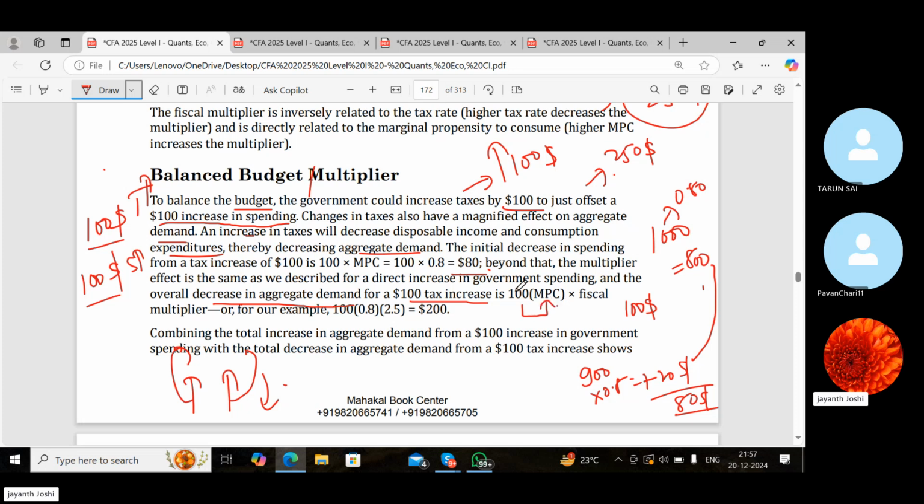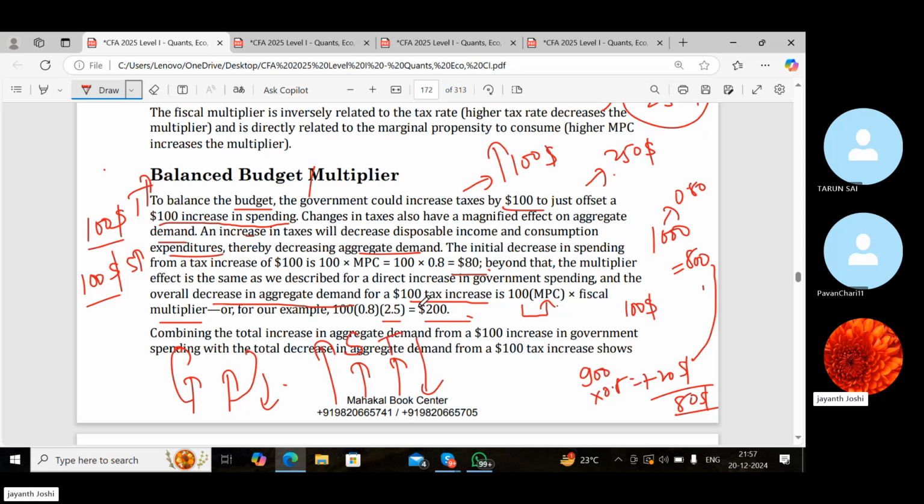$100 into marginal propensity to consume. We saw that, $80, into fiscal multiplier. Our example was this, right? So that will be $200. What is this $200? Government is increasing spending. Government is increasing taxes. With increase in spending, demand will increase. With increase in taxes, demand will decrease. With increase in government spending, demand will increase. With increase in taxes, demand will decrease.